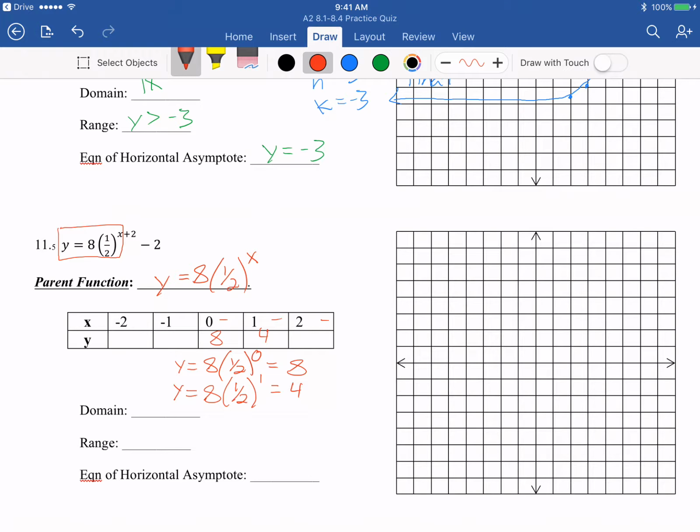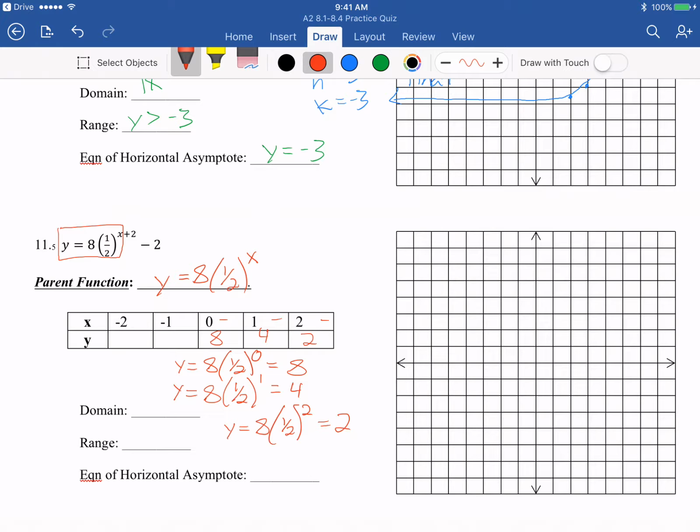If I plug in 2, a little bit more difficult here, I get y equals 8 times 1/2 to the second. Okay, 1/2 to the second is 1/2 times 1/2, which is 1/4. All right, times 8 is going to be 2. So I should get (2, 2) for that one.